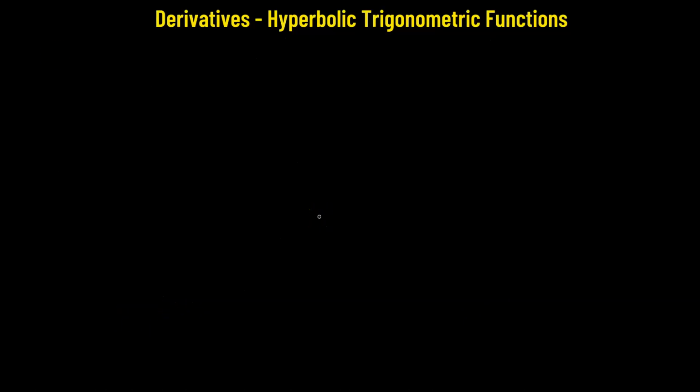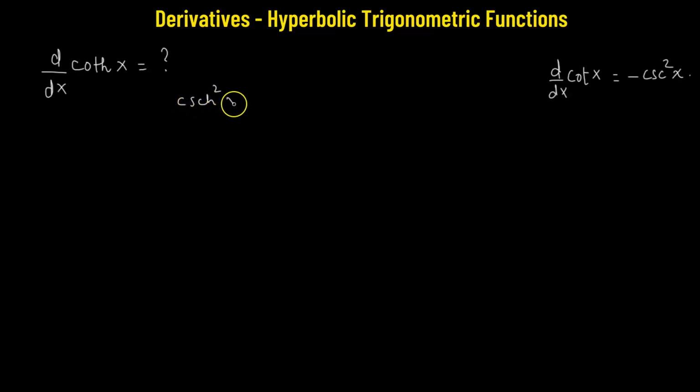Now, what about the derivative of the cot hyperbolic x function? What will be this particular value? Recall, if we consider simply the cotangent function, that gives us negative cosec squared x. It should have something like cosec hyperbolic squared x. But what about the sign here? Will it be negative or will it be positive? So we need to check that out as well. So let's perform the derivative.